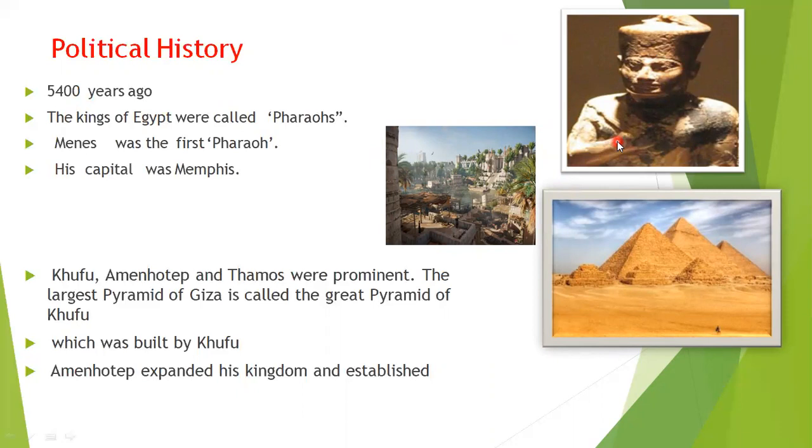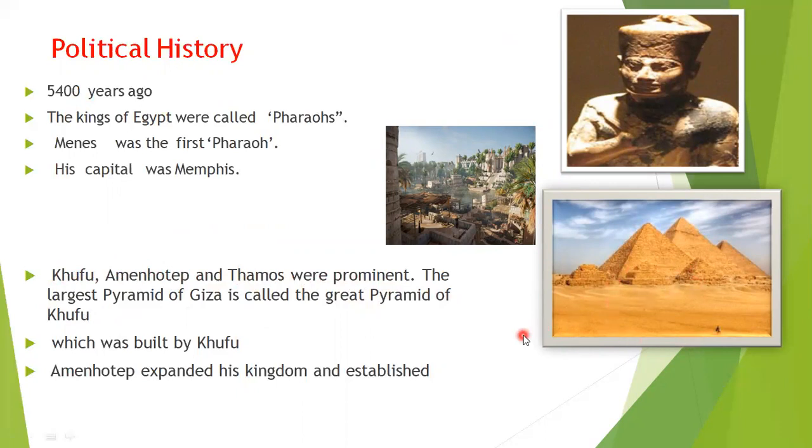After Menes, Khufu, Amenhotep, and Thutmose were the prominent pharaohs. The largest pyramid, see children, this is the largest pyramid of Giza, is called the Great Pyramid. Who constructed this one? This was constructed by Khufu.